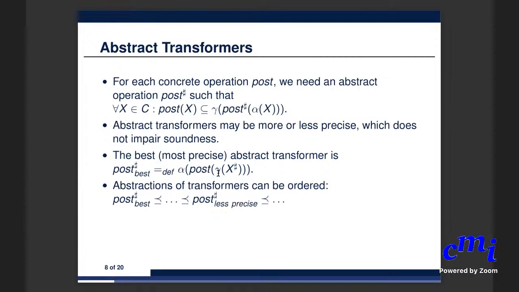As I pointed out to Dhruv's question, we don't want to actually implement it by doing alpha and gamma and then computing the post. So we will see how we can define it directly in such a way that this abstract transformer condition will hold good.